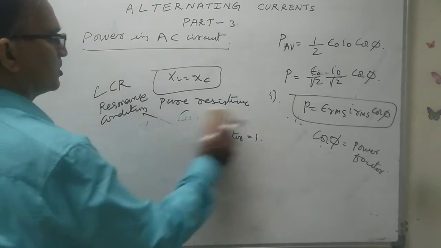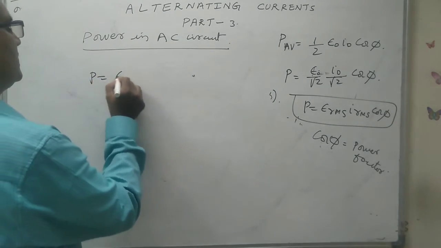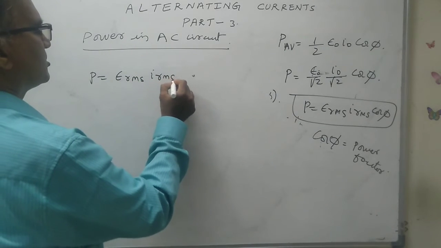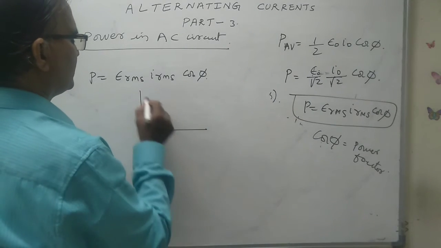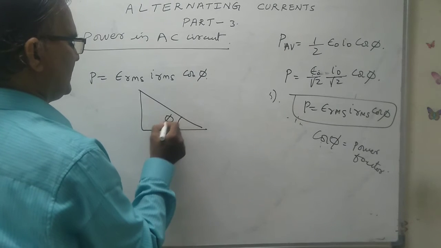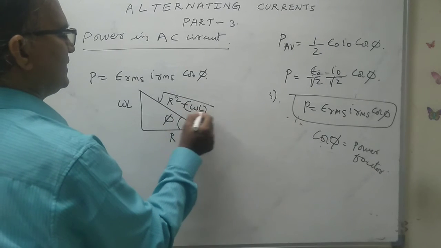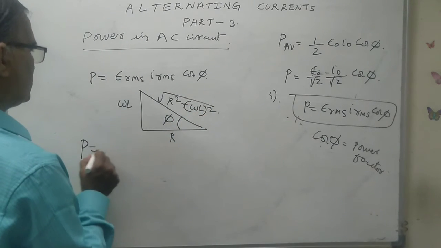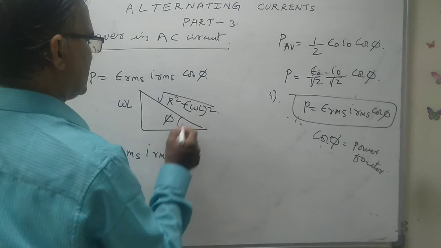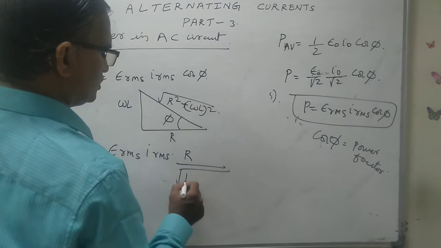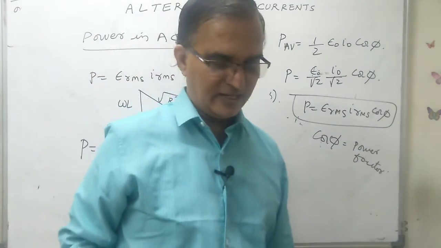Suppose for an LR circuit, power is equal to E RMS into I RMS into cos phi. What is the phasor diagram for the LR circuit? Here this is R, this is phi, this is omega L, and this is root over R square plus omega L whole square. Now power is E RMS into I RMS into cos phi, which can be written as R by root over R square plus omega L whole square. This is for the LR circuit.